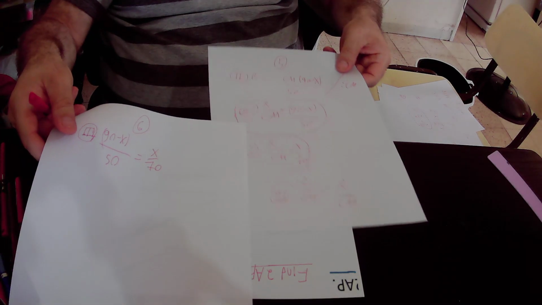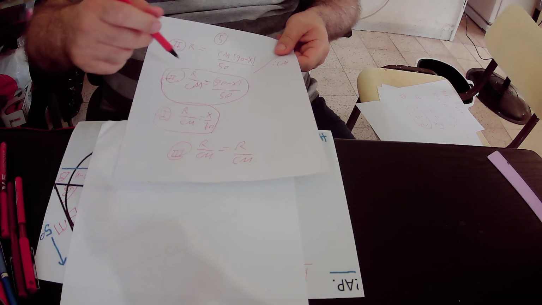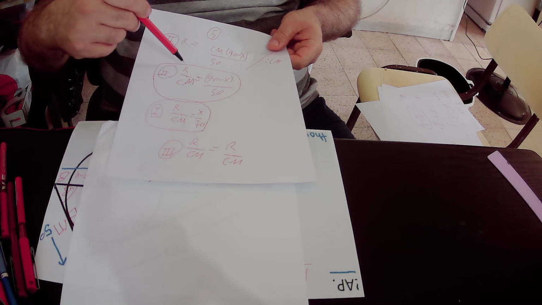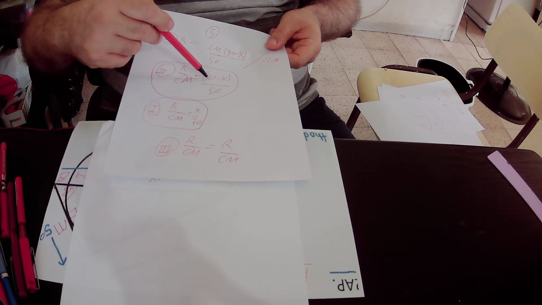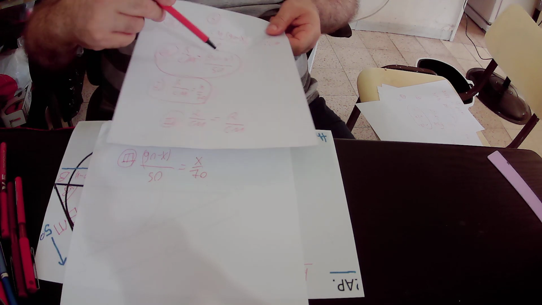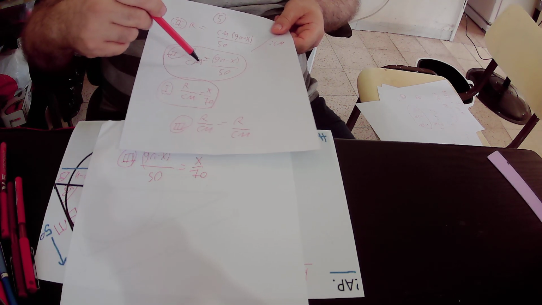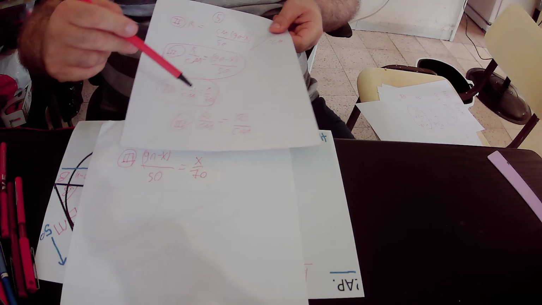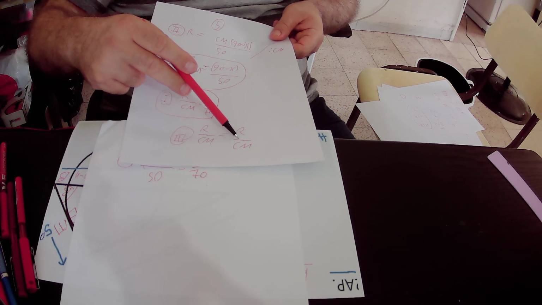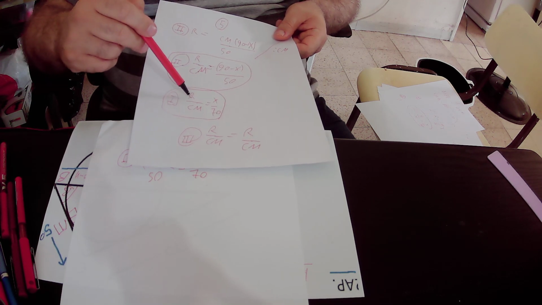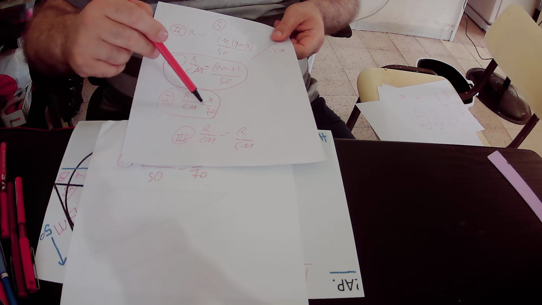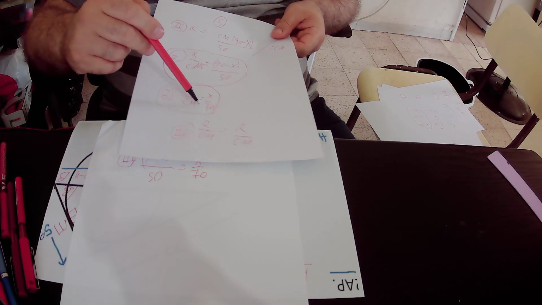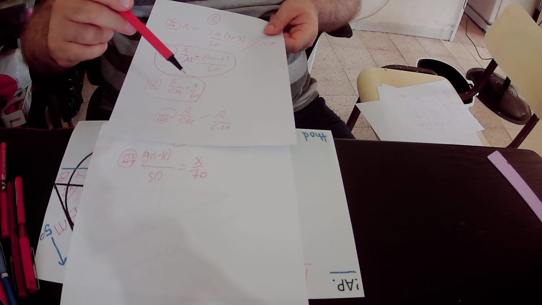Again, you can see it. We substituted in the first equation R over Cm by the value of R over Cm in the second equation. That is to say, R over Cm in the second equation equals 90 minus X over 50. And we substituted R over Cm in this side of the equation by the value of R over Cm in the first equation, and R over Cm in the first equation equals X over 70. Okay?